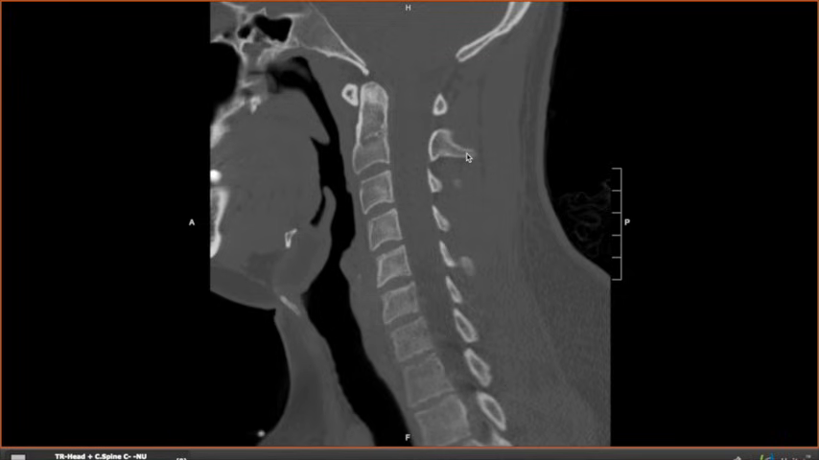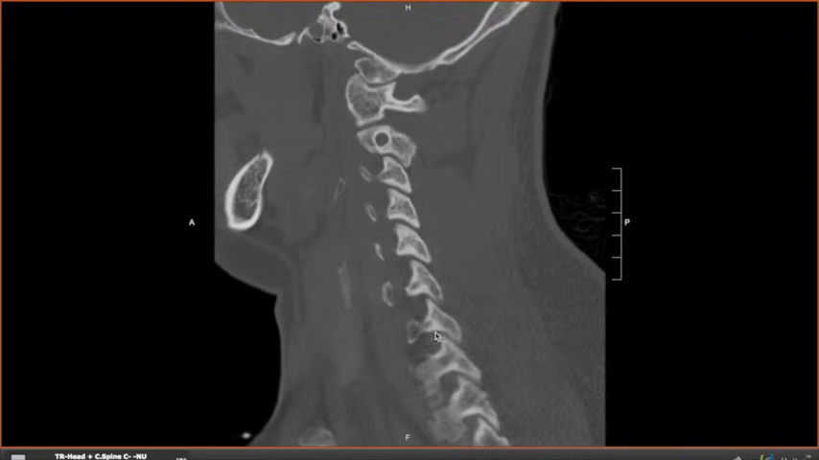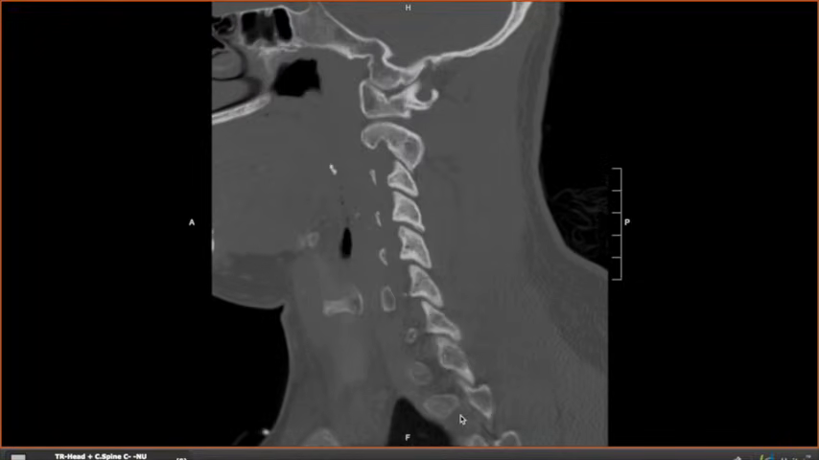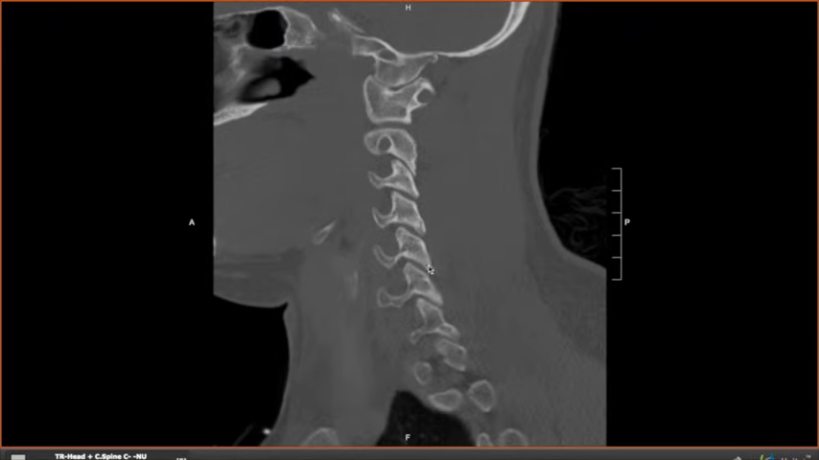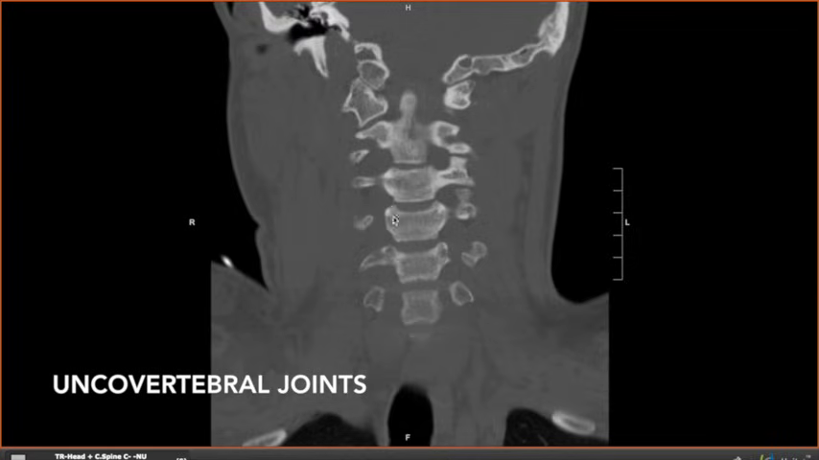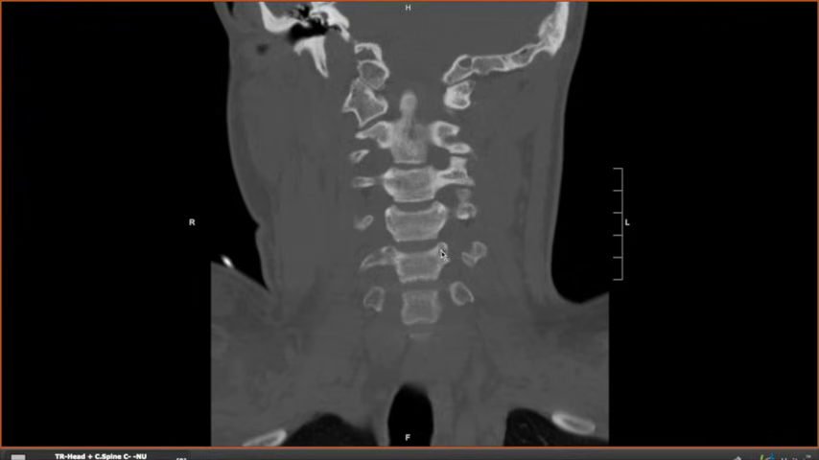The next set of joints we talk about are in the subaxial spine and should also be examined closely on every CT scan. These are the facet joints. You need to look at these bilaterally on every CT C-spine. Any widening of the facet joint or anterior translation at the facet joints needs to be mentioned. Lastly, we talk about the uncovertebral joints, which are right here. You generally look at the uncovertebral joints to look for subtle fractures of the uncus.